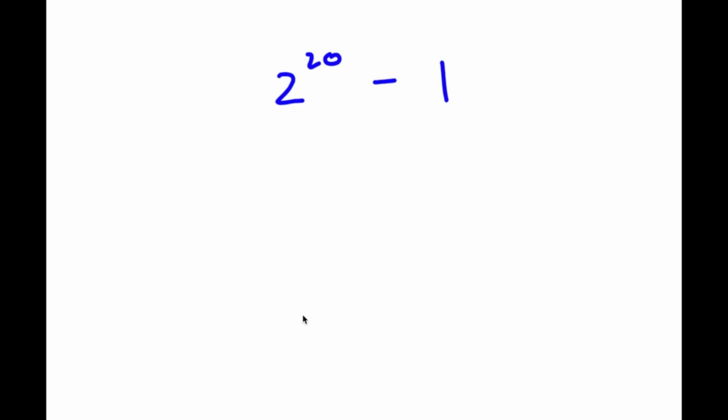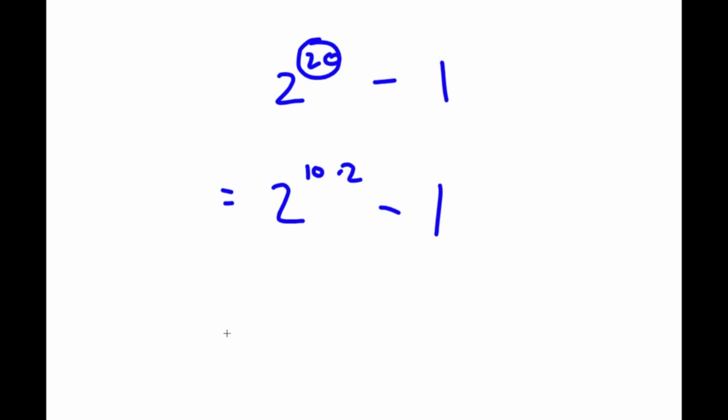Alright, so in this problem, I have 2 to the power of 20 minus 1. To solve this, I'm going to first start by rewriting 2 to the power of 20 as 2 to the power of 10 times 2. So now I have 2 to the power of 10 times 2 minus 1.